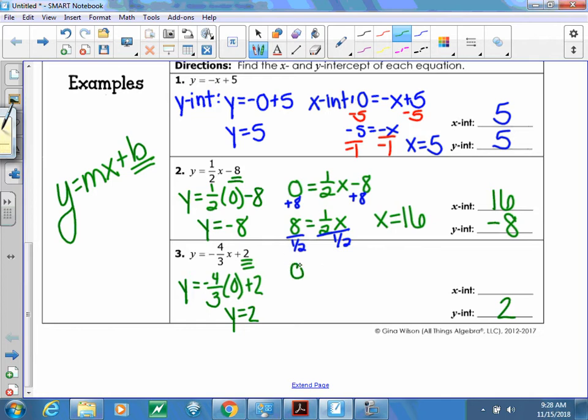X-intercept, we're going to go 0 is equal to negative 4/3 x plus 2. Here I would subtract 2 from both sides. So negative 2 is equal to negative 4/3 x. Now I have to divide by a negative 4/3.